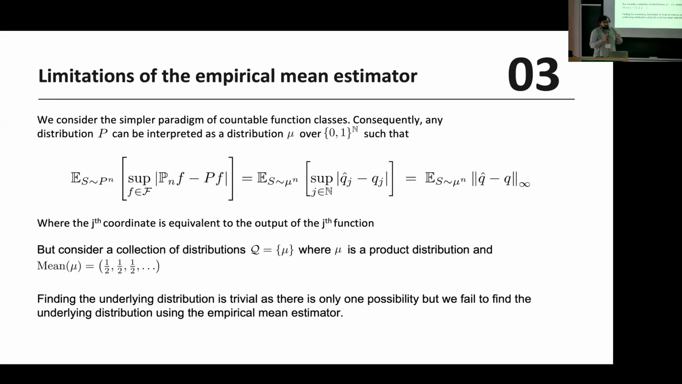And the goal of this work is to find conditions on your distribution so that we can guarantee mean estimation. So if you have a collection of distributions with just one vector, which is a product distribution, and the mean is all 1/2, in this case the empirical mean estimator fails, because for every coordinate there is a non-zero probability of observing all zeros or all ones, and you have infinitely many such chances, so it will almost surely occur. So the L infinity distance becomes 1/2.